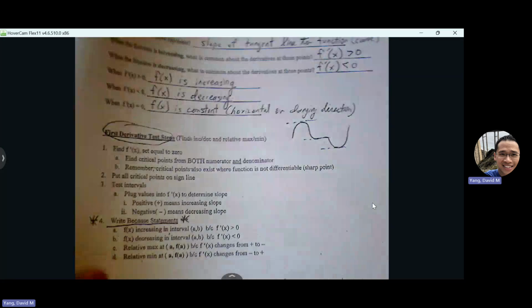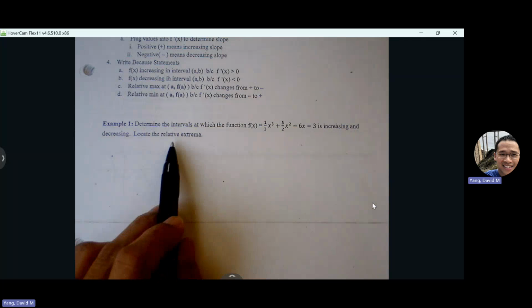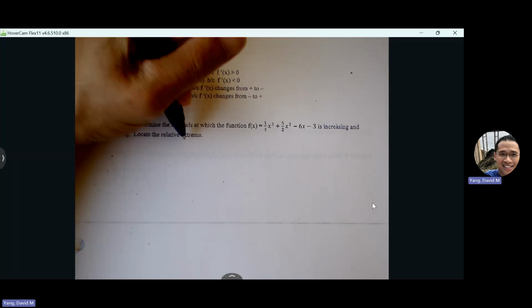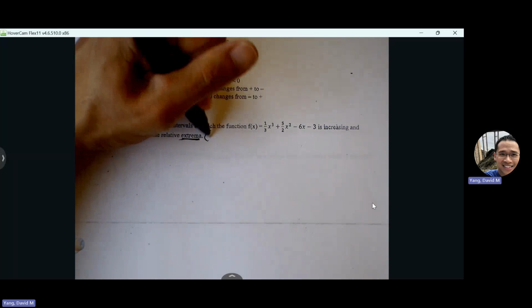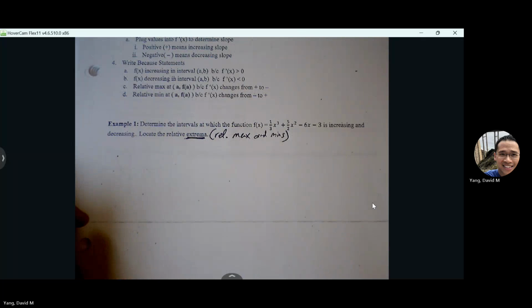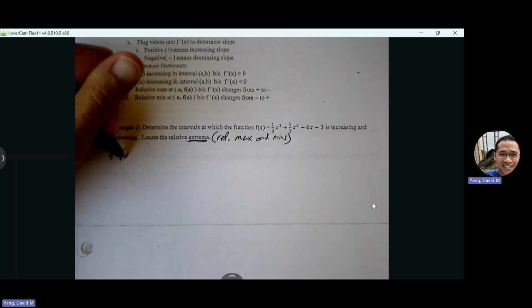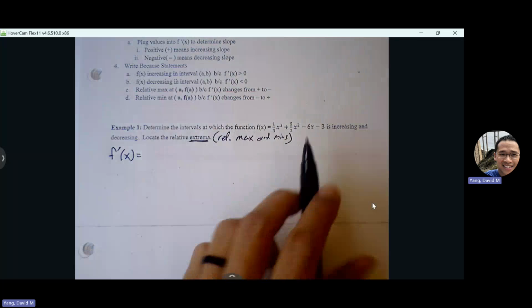So let's try example 1. It says determine the intervals where the graph is increasing and decreasing. Also locate relative extrema. So relative extrema just means relative max and mins. Okay, so just like with particle motion, you're just going to find the derivative and set that equal to 0. So we're going to find f prime.